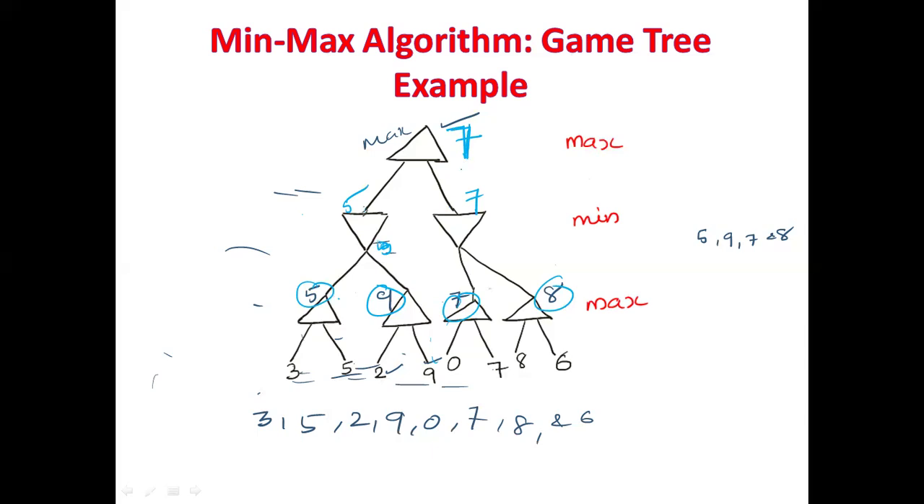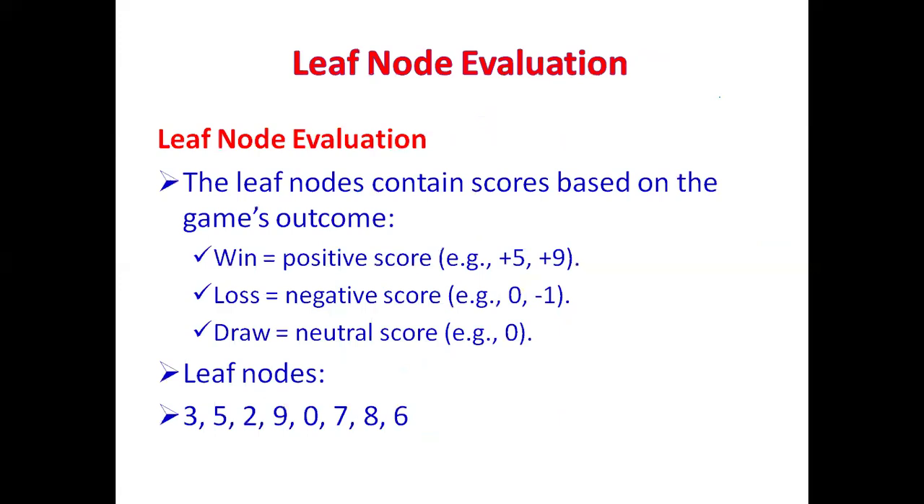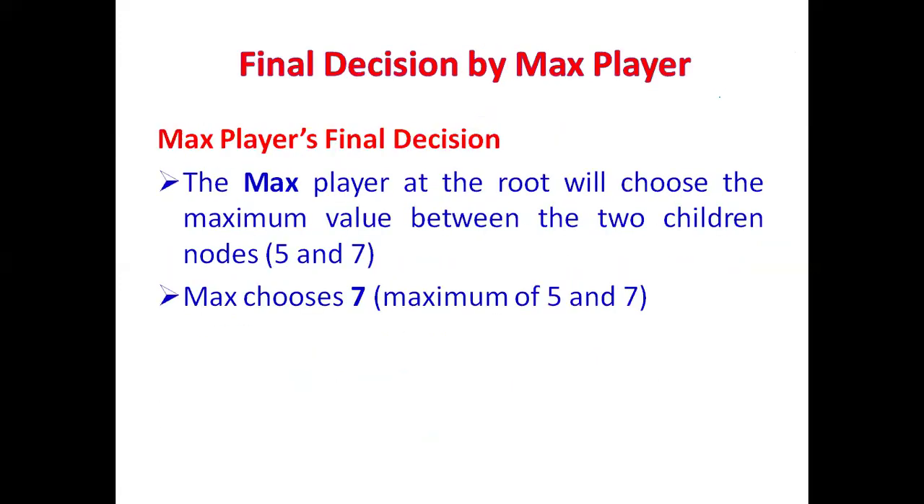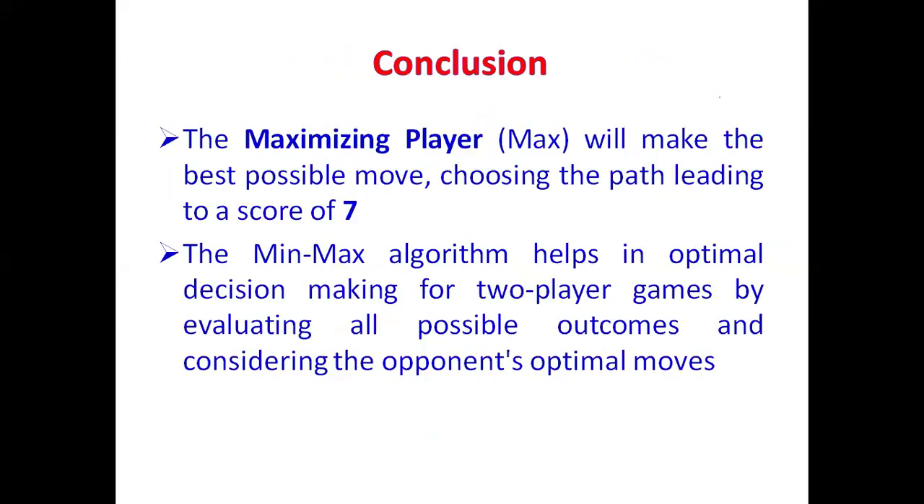This means that the optimal strategy for max is to follow the path that leads to 7, ensuring the best possible outcome given that min also plays optimally. So the final decision results in max choosing 7, which determines the best move in this game scenario. So the final value is 7. Coming to the conclusion, I hope everyone understood these steps.